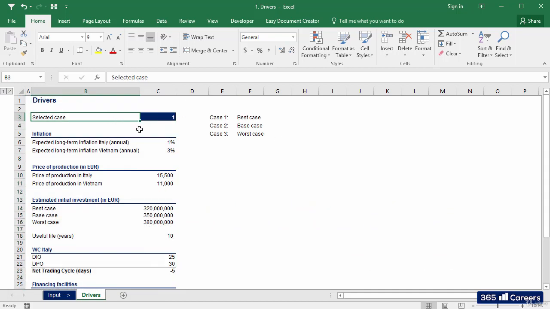Okay, to start, we have the selected case input, which contains three options: 1, 2, and 3. The first option shows the best case scenario. The second one gives us the base case scenario. And then, when we've selected the third one, it will display the worst case scenario. It's great to know we want to build a flexible model with multiple scenarios from the start.